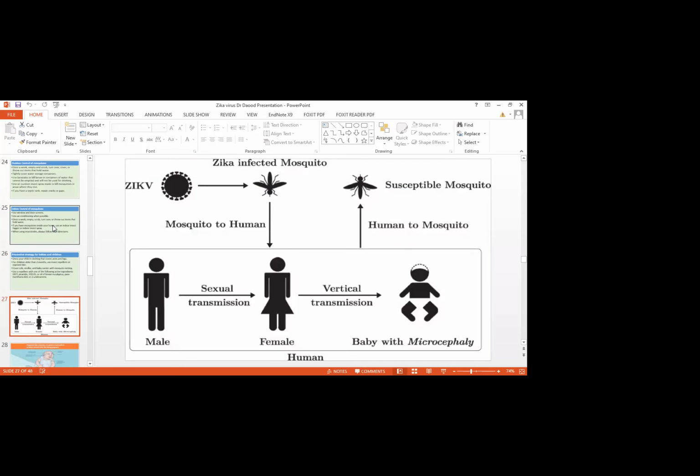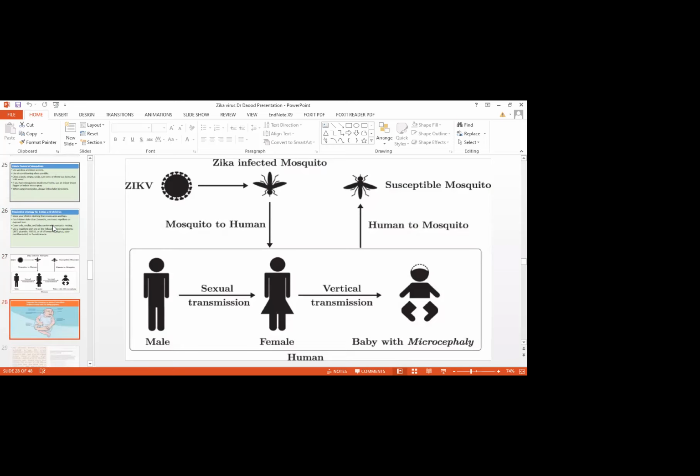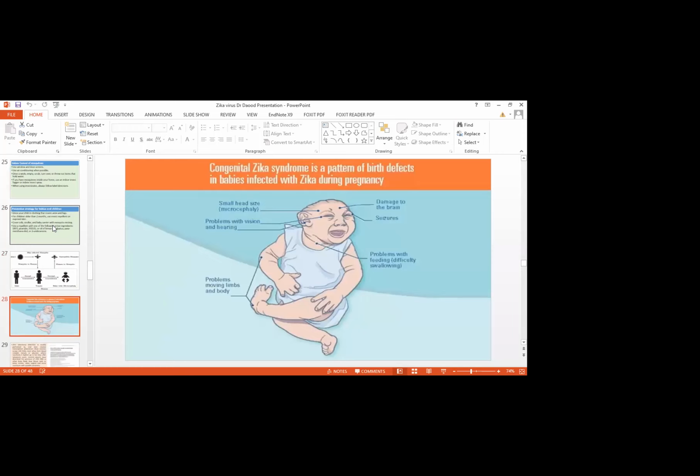This is the whole story of how the Zika virus enters the human body and is transmitted from person to person, not only from male to female, but also to the baby, and again from the person to the mosquito. That's the cycle of the Zika virus. These are the possible outcomes for the newborn of a woman infected with the Zika virus, and the possible consequences of Zika virus infection in pregnancy.